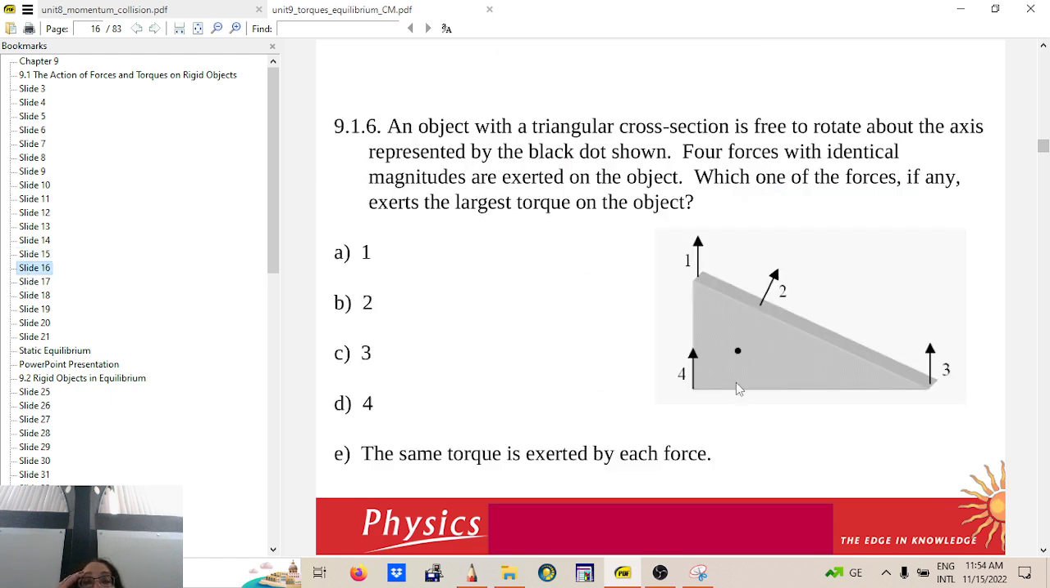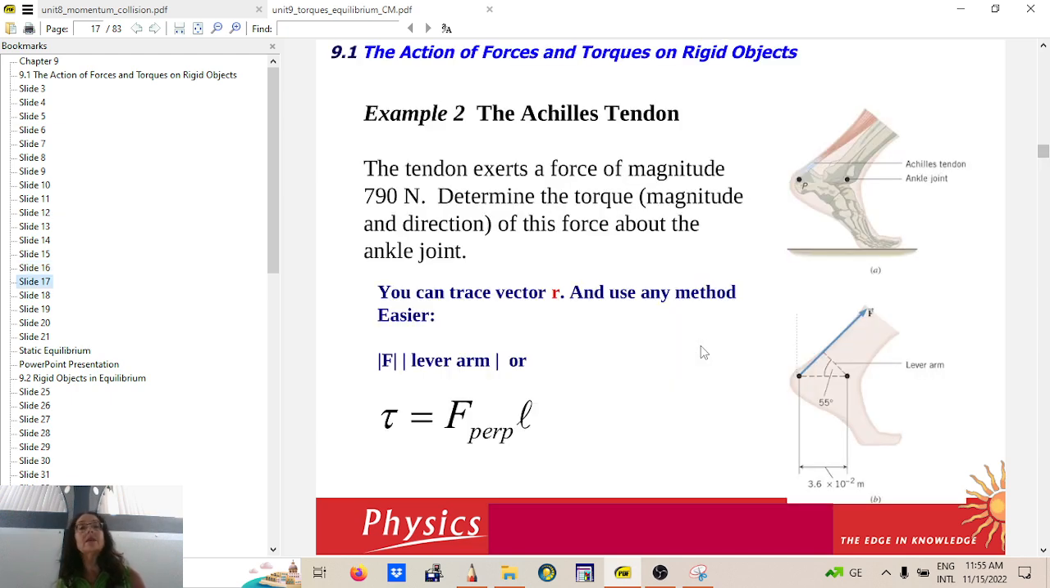So which one is the largest torque? Which one will be the most efficient in making the thing rotate about that point? You put a stick or a screwdriver here, and you want the thing to spin. Which one is the most efficient? Number three, because it's farther away. Number two is zero, not efficient at all. And this one is kind of efficient, but not really.